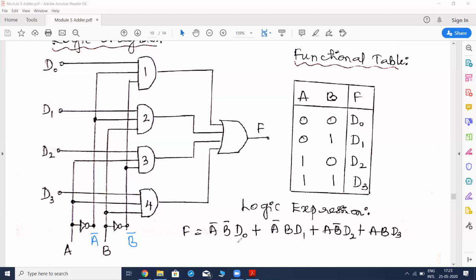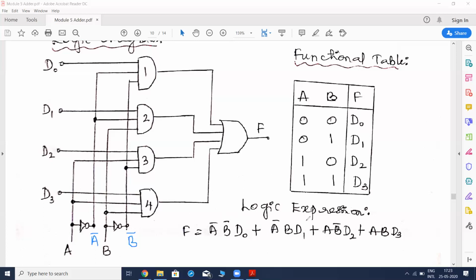Now we need to write the logic expression. In order to write it, you look at the functional table. You could see that A and B in the first row are zeros, so we must take A complement. Wherever 0 is there, take complement. So it is A complement, B complement and D0. Look at the inputs given to the first AND gate: D0, A complement, B complement. So that is written over here.